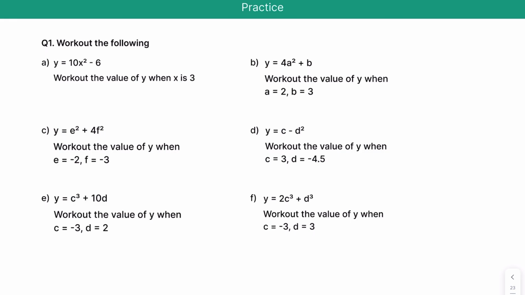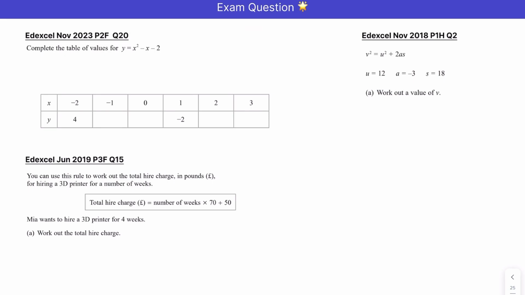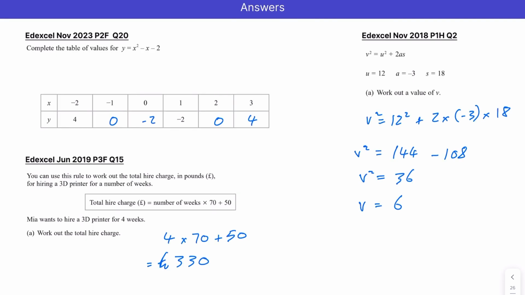So here's some practice questions. Press pause and have a go. Here are the answers, mark your work. Now here's 3 exam questions I found that are fairly difficult on this topic. So press pause and have a go. And here are the answers, mark your work.